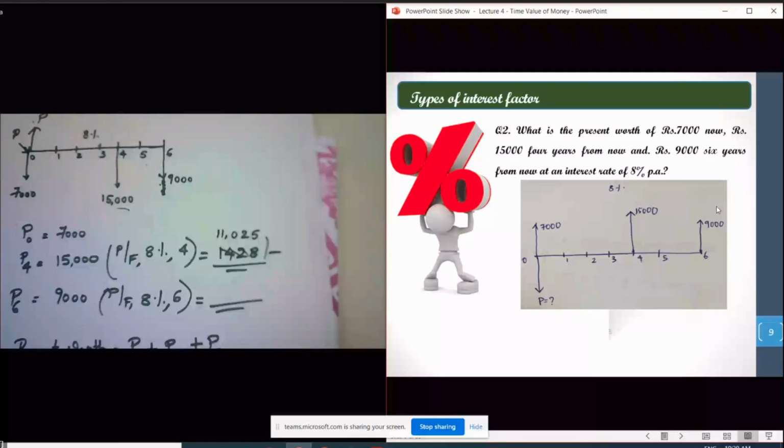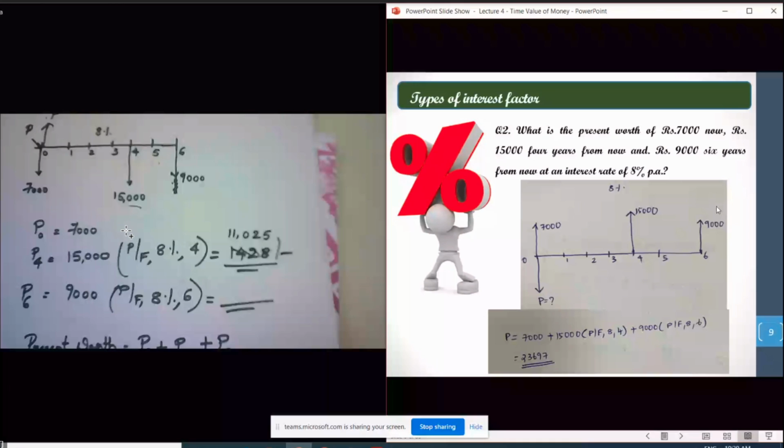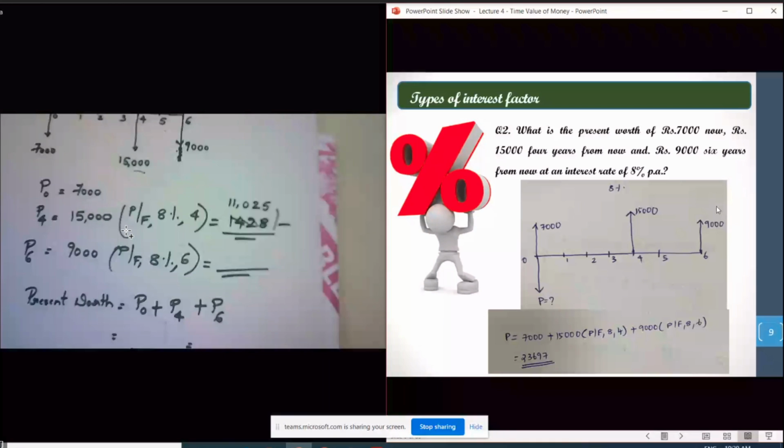Okay, the equation, everything is the same here. So you can see the slides now. There is no change in your equation, right? Only the arrows have been written upward.